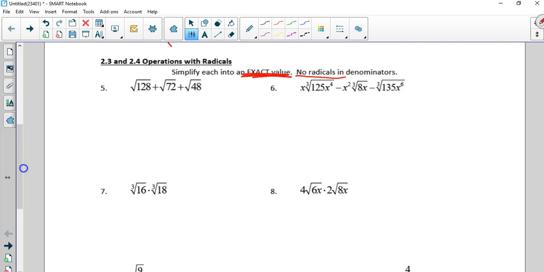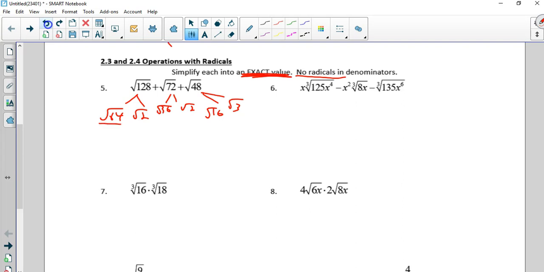So, again, you cannot add 128, 72, and 48. That would be like saying x plus y plus z is x, y, z. You can't do that. It's just x, y, z. But in this case, we can simplify. And we can break each of these down. So 128 is 64 and 2. 72 is 36 and 2. And 48 is 16 and 3.